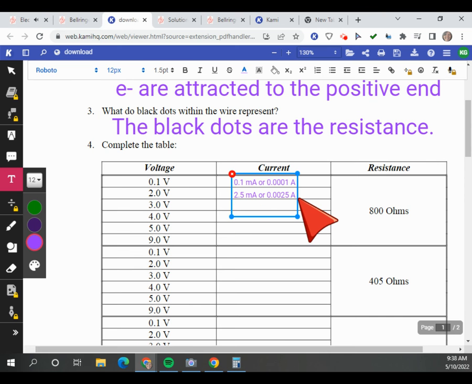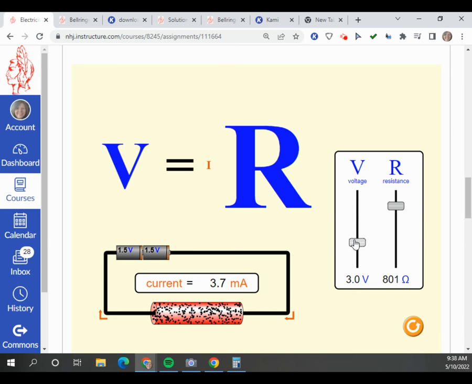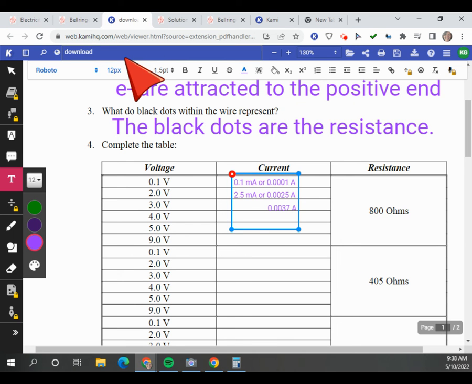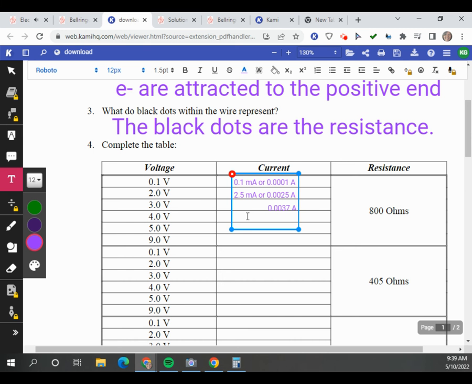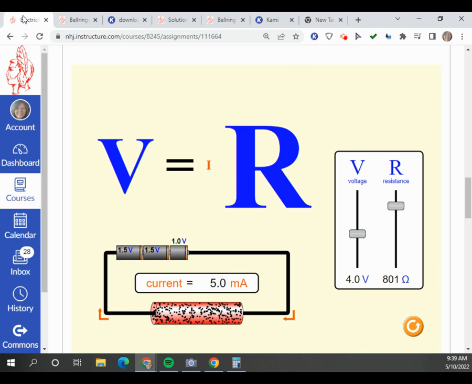3.7. So 0.0037 amps. We're just changing the volts. Maybe about 4 and 5. Makes sense, right? At 4, we have 5 milliamps. So we're going to say 0.005 amps. Notice that the amps are going up, so our current is increasing as our volts continue to increase.